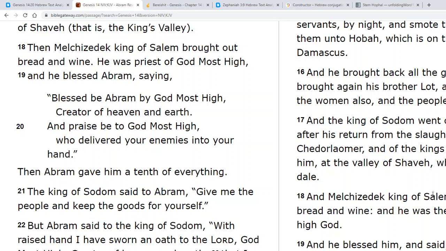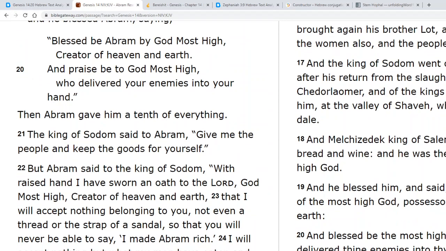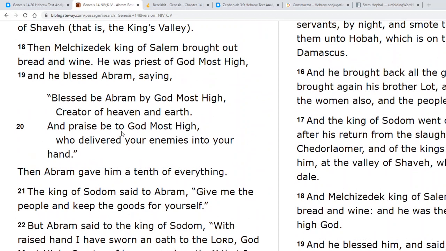I would have translated it the same way, "blessed," like the King James did. Why would you change that? Okay. Who delivered your enemies into your hand?